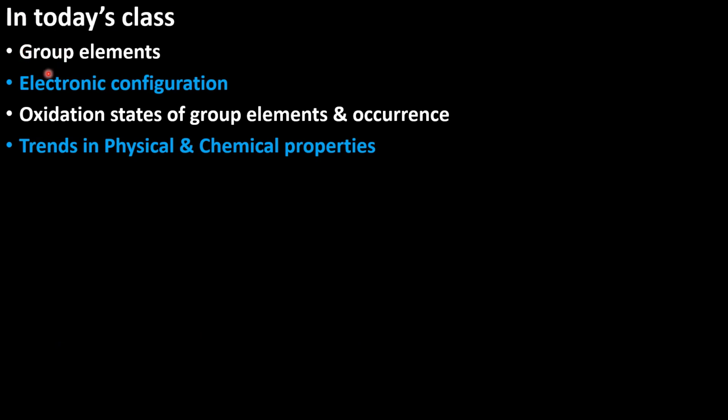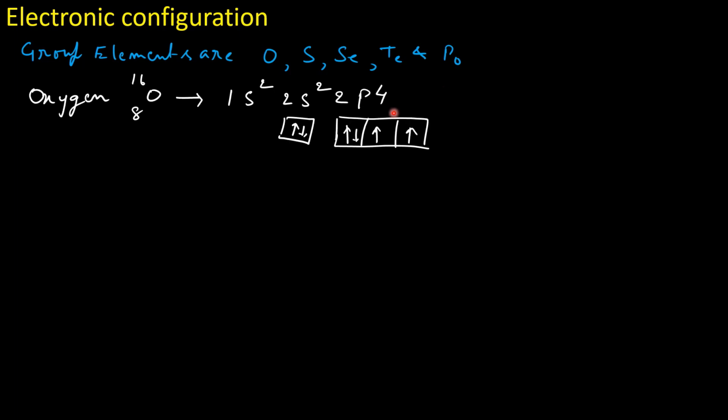In this topic, we discuss the group elements, electronic configurations of 16th group elements, oxidation states of elements and their occurrence, trends in physical and chemical properties. Electronic configurations. We know that 16th group elements have ns2 np4 configuration. In ns2 np4 configuration, they have two unpaired electrons in the valence p subshell. The group elements are oxygen, sulfur, selenium, tellurium, polonium.